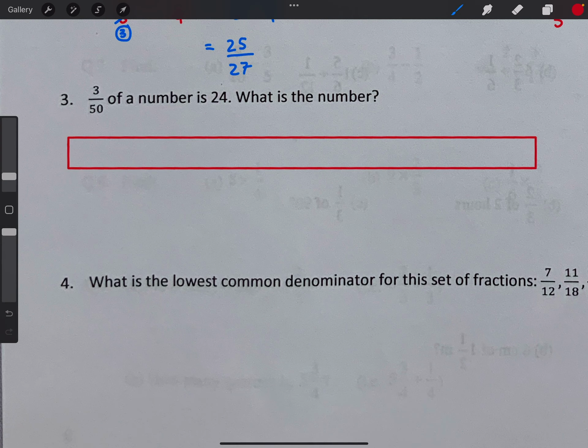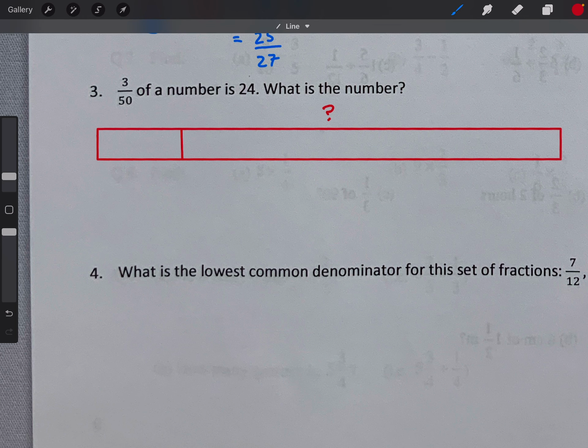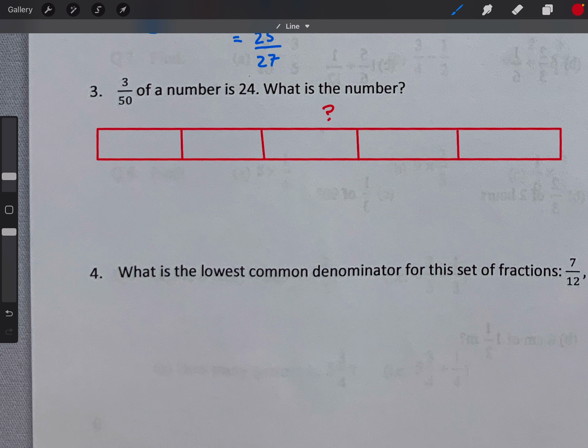Okay, so imagine this is your number. Some number. We don't know what the number is. Some random number. Now 3/50th of that number is 24. So imagine I took this number and I cut it into 50 pieces. Now I know the shapes are supposed to be all even pieces. I'm just doing a rough sketch, okay?